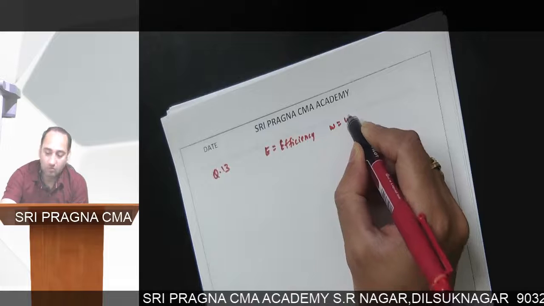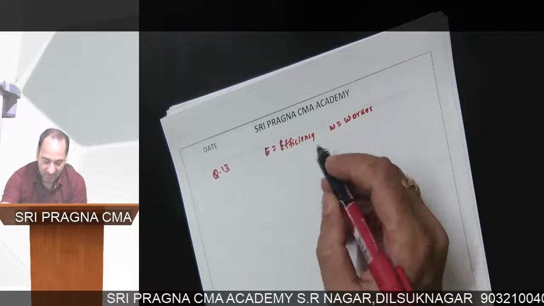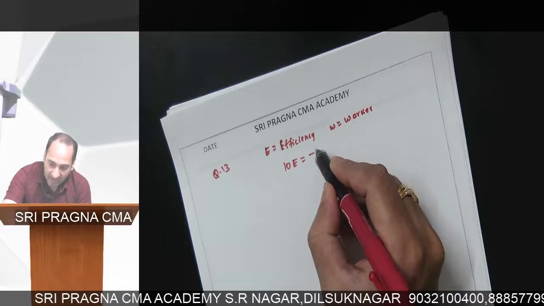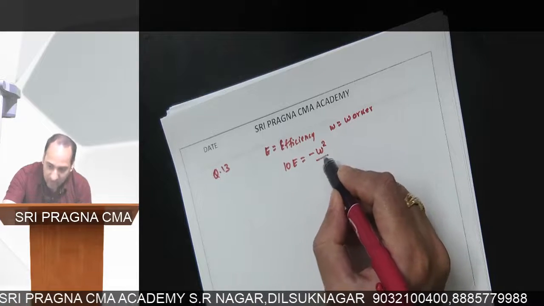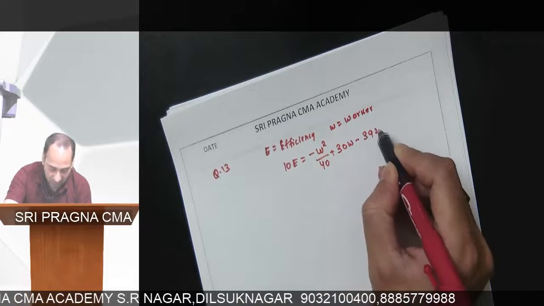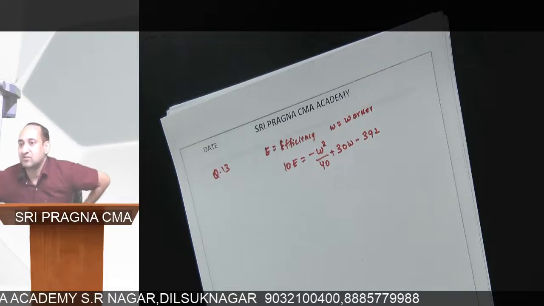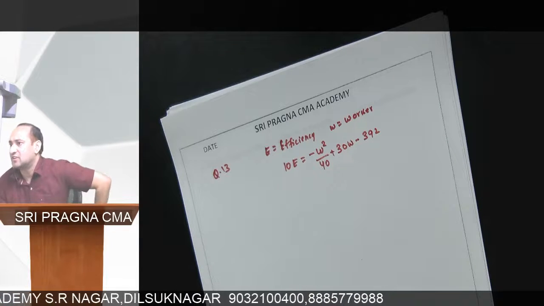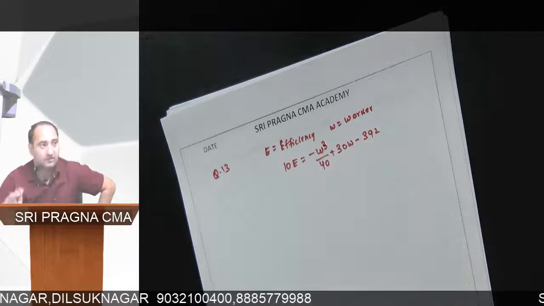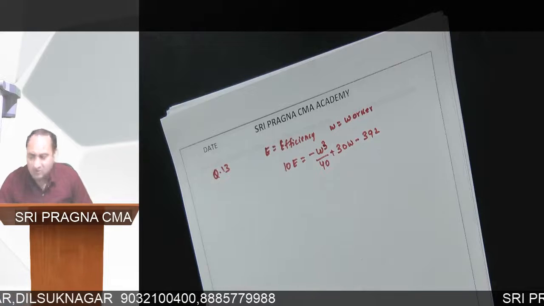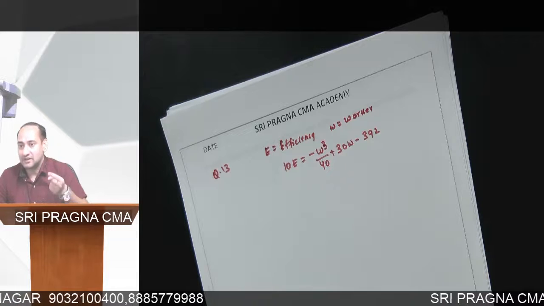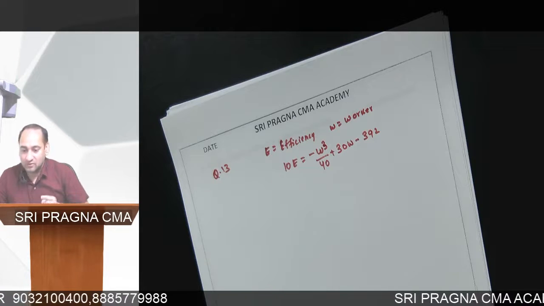W stands for the worker, and the efficiency E is given by E = minus W cube by 40 plus 30W minus 392. Find the strength of the worker. Strength of the worker means number of workers. So it is W cube, okay, minus W cube divided by 40 plus 30W minus 3.